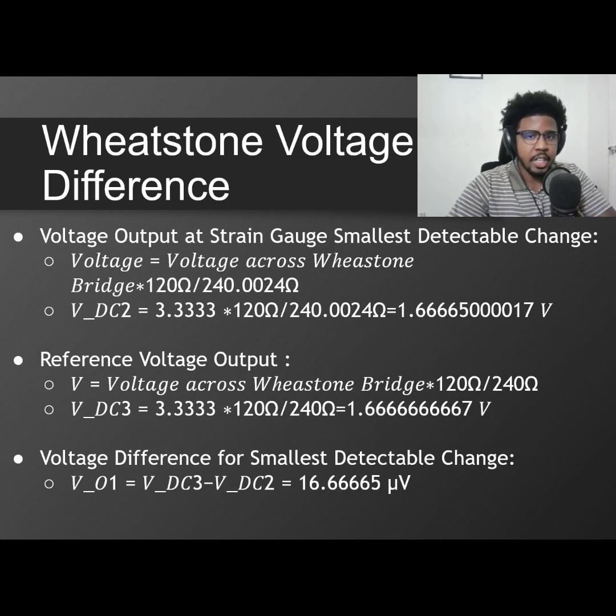So for the voltage output at the strain gauge, for the smallest detectable change, it's equal to the voltage across the Wheatstone bridge, which recall was 3.3333, multiplied by the nominal resistance divided by 240 plus the change in resistance, which as we remember is 0.0024. So that gives us a value for VDC2 of 1.66665000017 volts. For the reference voltage output, VDC3, we get 1.6666, etc., 7 volts. And the difference between them, VDC3 minus VDC2, would be 16.66665 microvolts, which is going to be significant for an amplification equation.